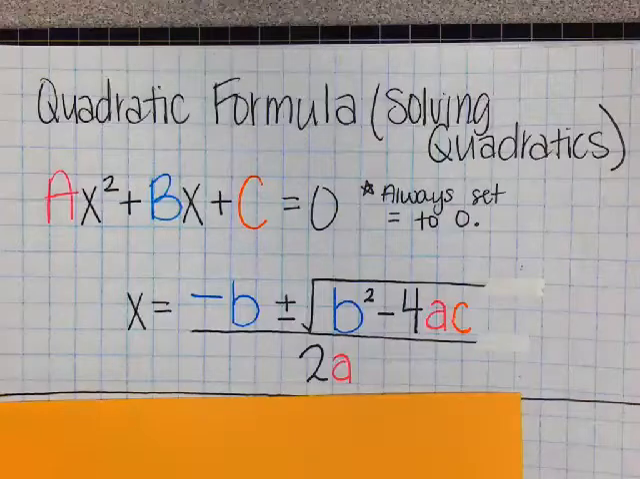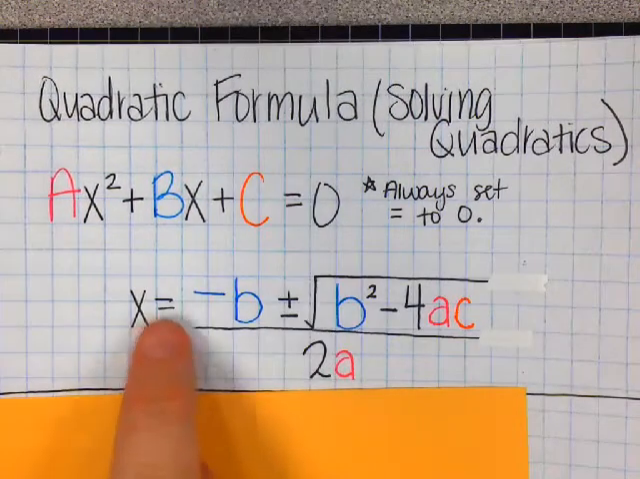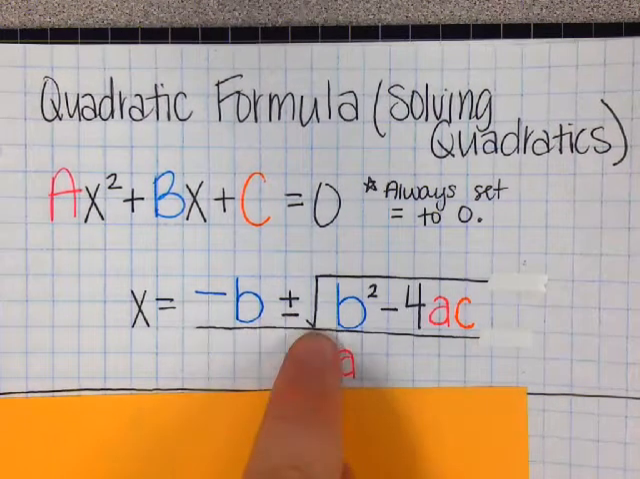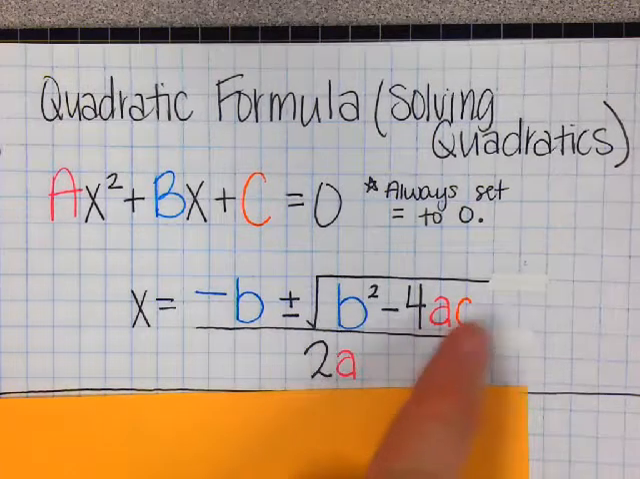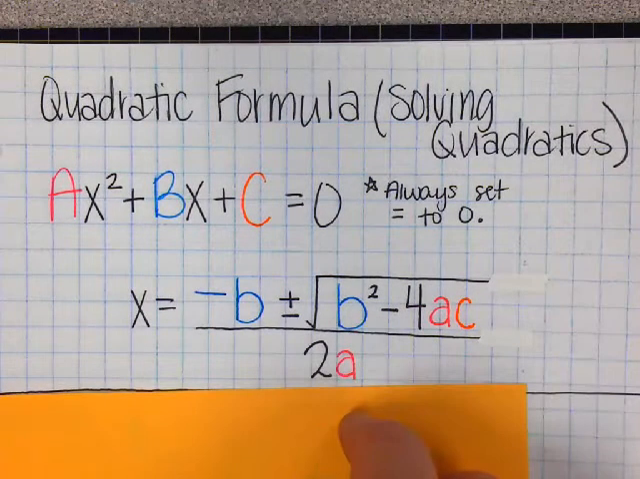So, solving using the quadratic formula. The quadratic formula, I know I have it written down right there, is this equation right here: x equals the opposite of b plus or minus the square root of b squared minus 4ac, divided by 2a. This is just one of those equations that you have to memorize.